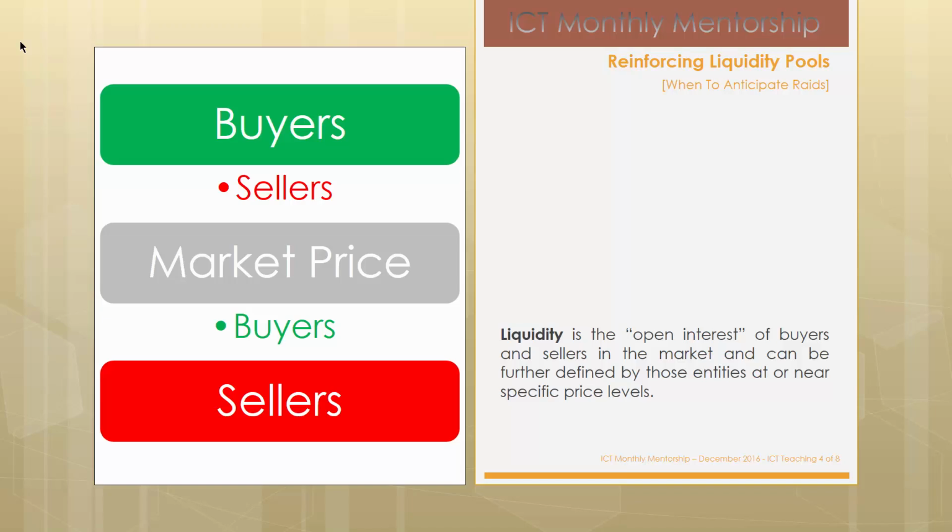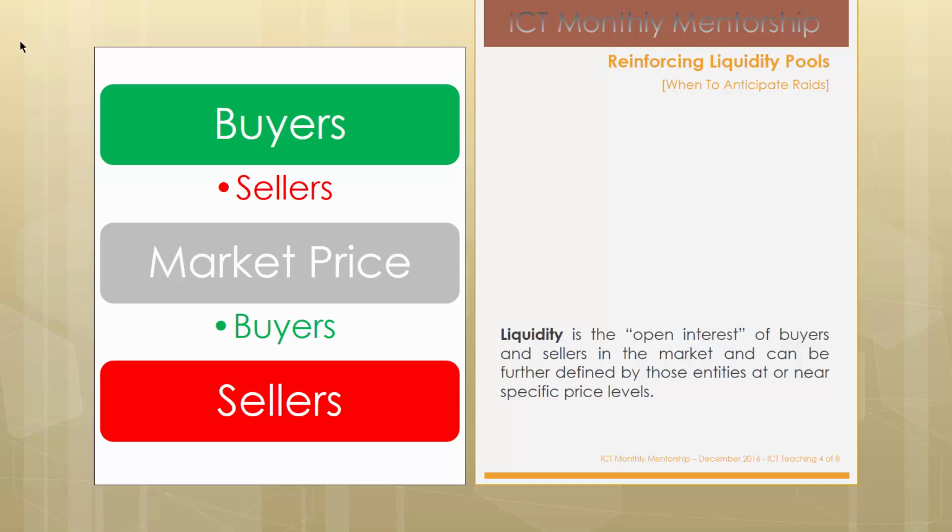Below the market price, typically you'll see sellers, and usually it's the smart money that wants to buy below market price. Usually it's the retail trader that is so reactive to price, they're usually buying and selling at market price.